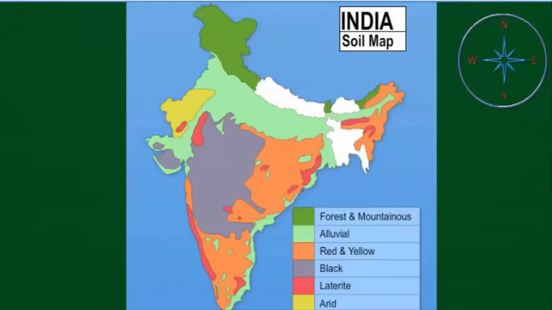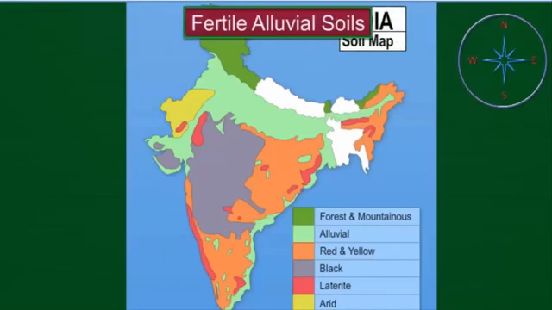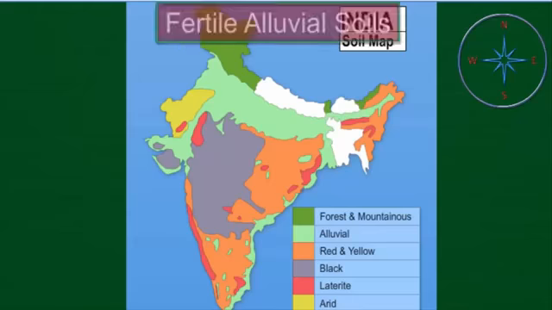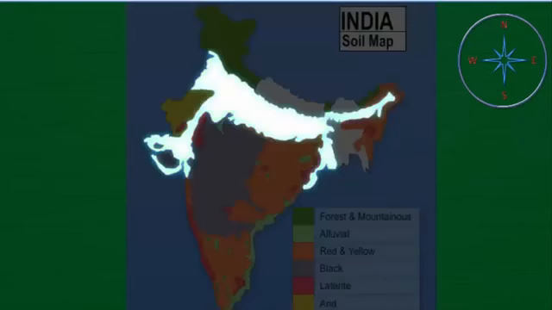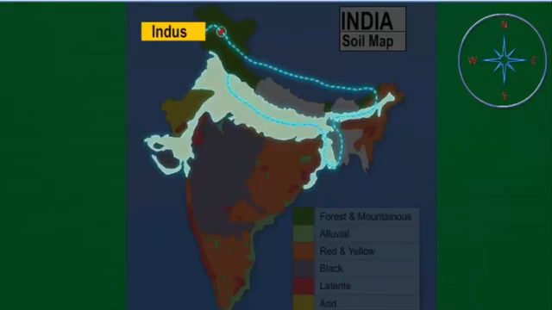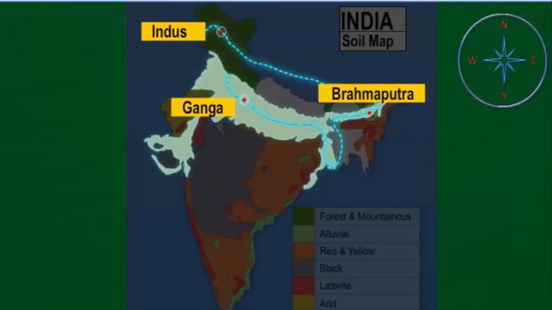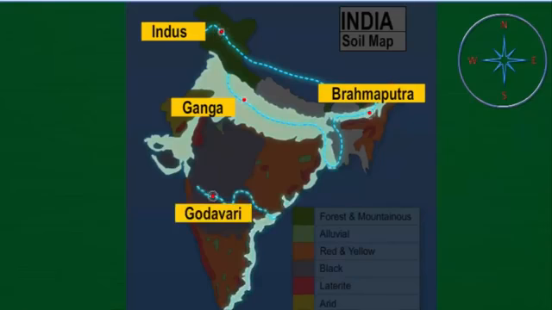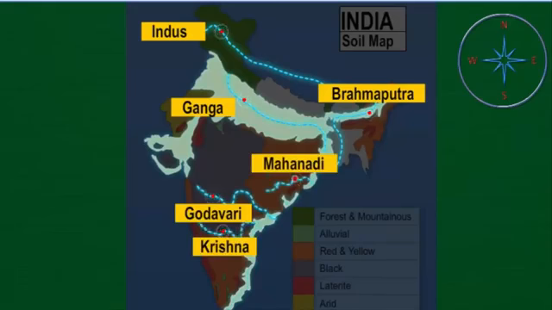The northern plains of India are made of fertile alluvial soils which extend to Gujarat and Rajasthan through a narrow corridor formed by the Indus, the Ganga and the Brahmaputra river systems. Alluvial soils are also found in the eastern coastal plains and deltas of the Godavari, the Mahanadi, the Krishna and the Kaveri.